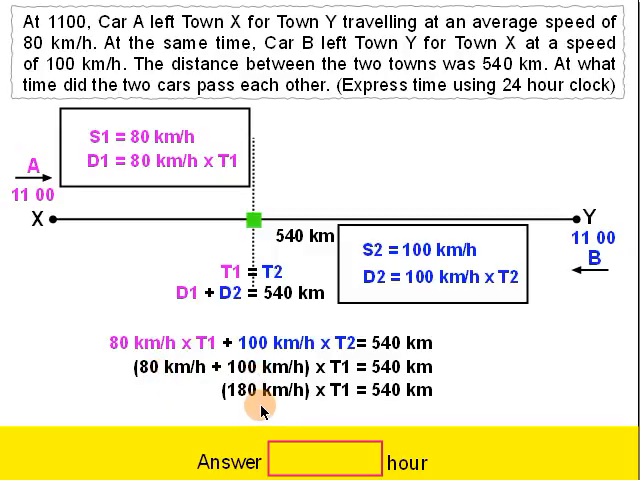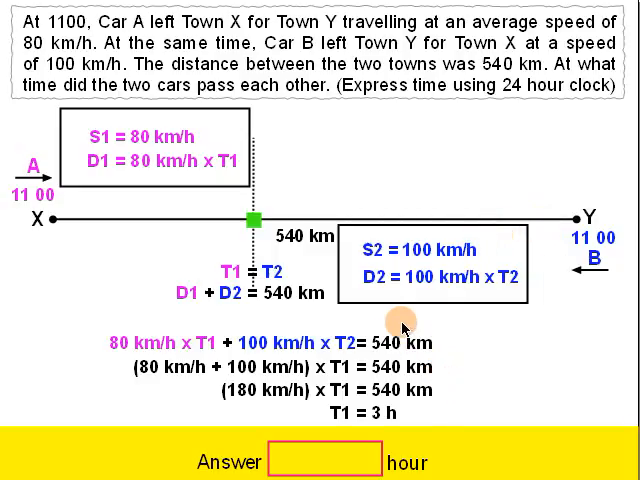80 plus 100 is 180. 180 km per hour times time is equal to 540 km. So time is equal to 540 divided by 180. That gives us 3 hours. Okay, so what is the time then?